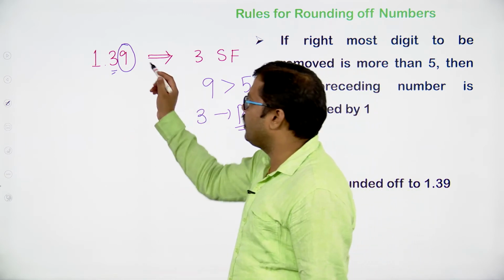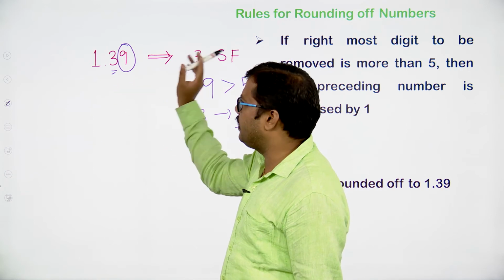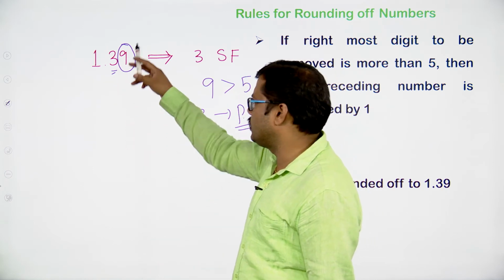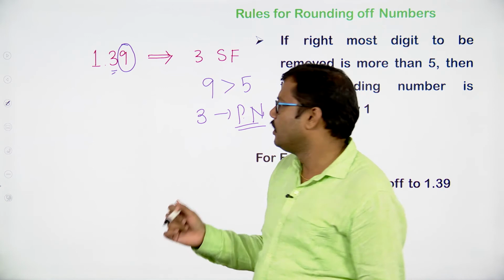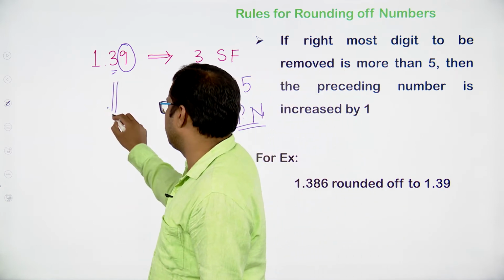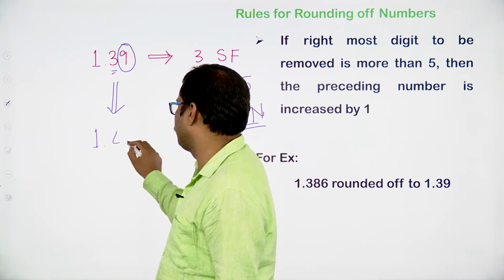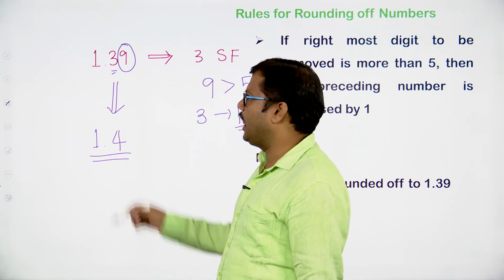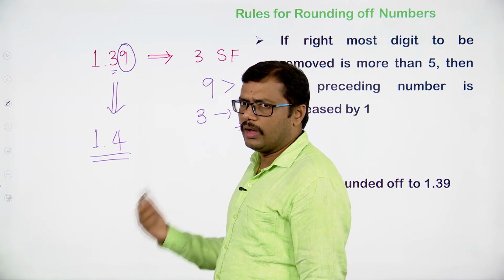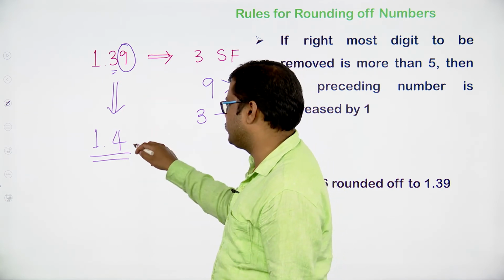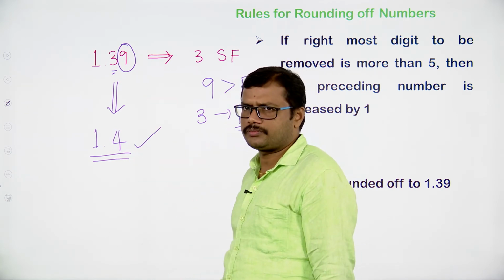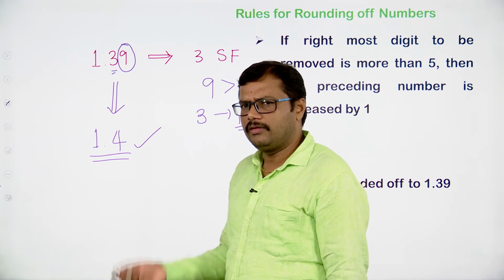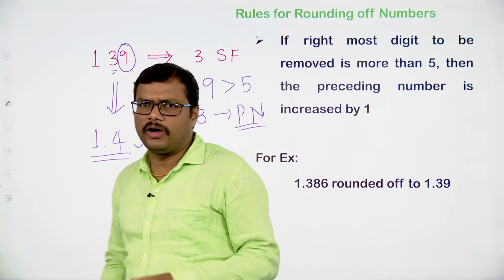Okay. So what do I have to do? If I want to remove 9, the preceding number should be increased by 1. So automatically this number becomes 1.4. In order to remove the 9, I have to increase the 3 by 1. So 3 plus 1 becomes 4. So the result is 1.4. So this is what you have to follow.